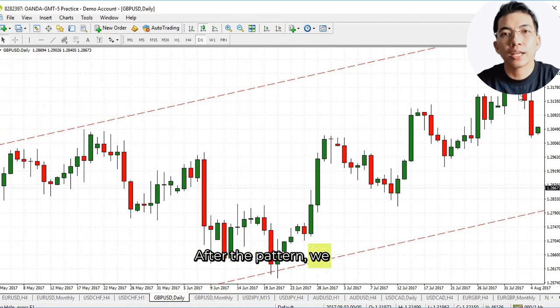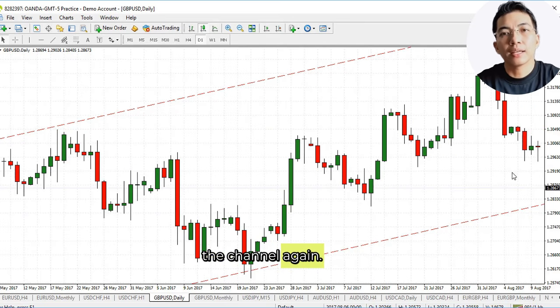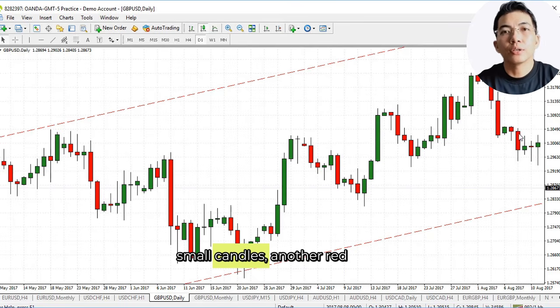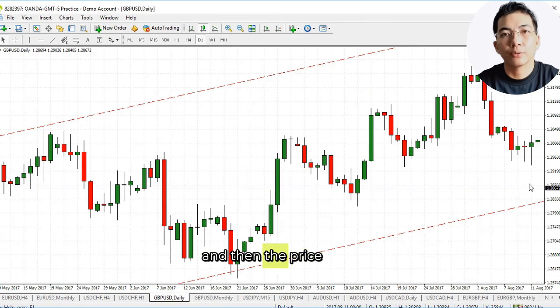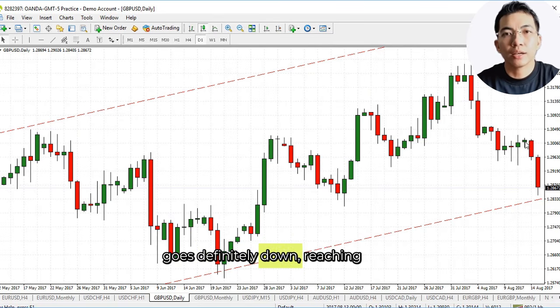After the pattern we have another strong red candle, so the analysis was correct, the price is going to the bottom of the channel again. Then we have two small candles, another red candle that pushes the price even lower, then other three small candles, another one here, and then the price goes definitely down, reaching the bottom of the channel.